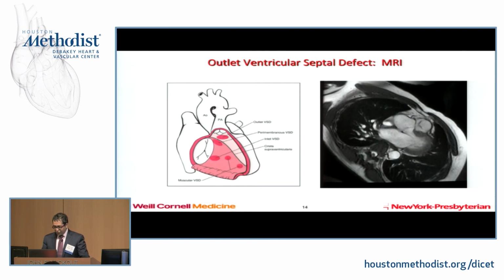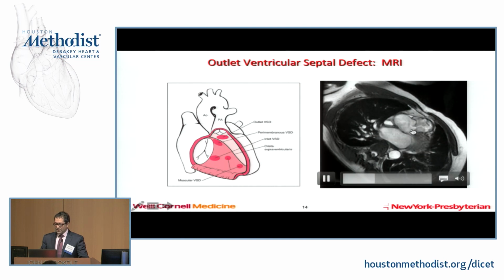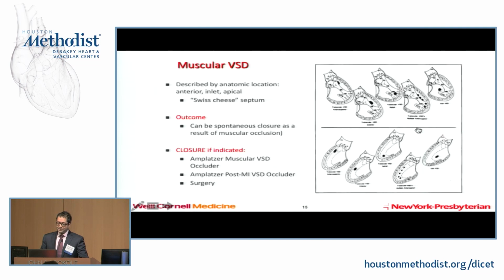Just to show you a different modality, this is an MRI of a patient with an outlet VSD. This is your RV outflow tract and your aortic valve right here, and you can see the defect right here going in between. It's very close to both of your semilunar valves.